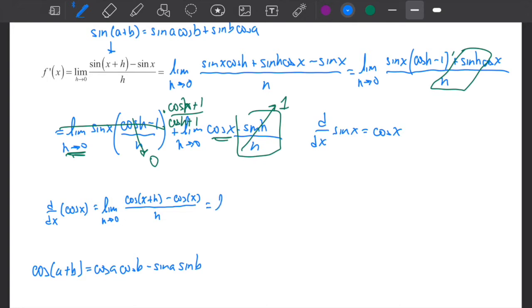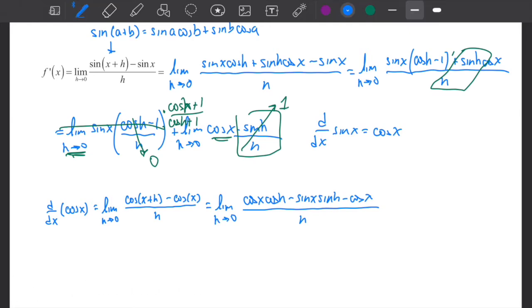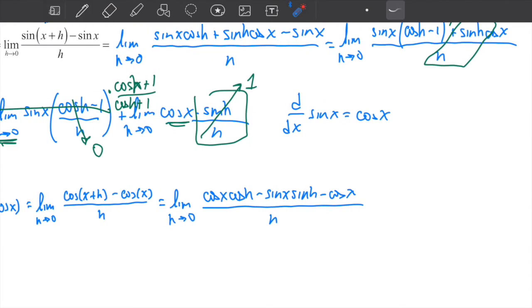So expanding, we've got the limit as h approaches 0. This will be cosine x, cosine h, subtract sine x, sine h, subtract cosine x, all over h. With some convenient factoring now, we've got that cosine x term, that cosine x term. It's going to give us the limit as h approaches 0. This will be cosine of x times cosine h, subtract 1 over h. I ran out of room.